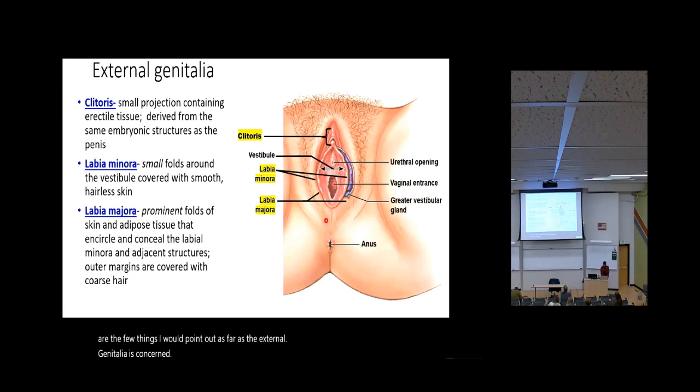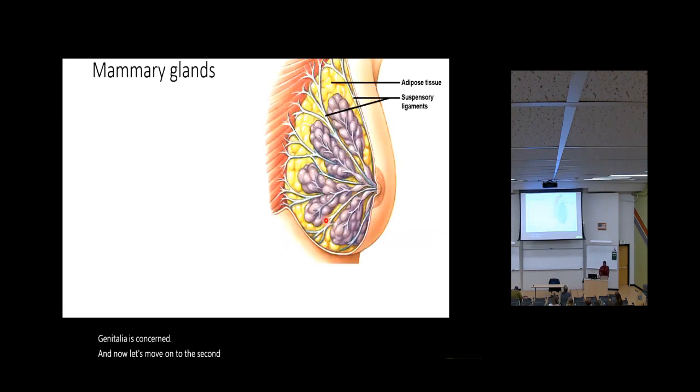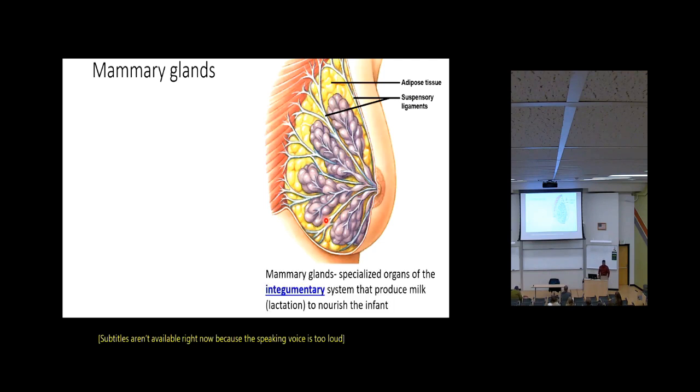And now let's move on to the second type of accessory gland I will mention, and this is the mammary glands. So the key thing to remember with mammary glands is that it is a part of the integumentary system. We see that it plays an important role in the reproductive function because it can help in producing milk which nourishes the infant, but we find that it's a part of the integumentary system. So this is a good thing we can ask for multiple choice questions. Which system does this fit into?